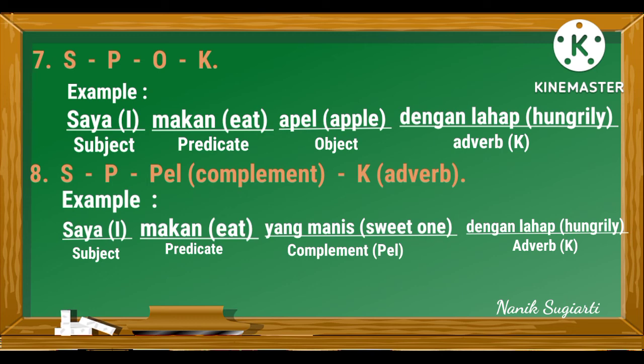7. SPOK. Example: Saya, I, subject, makan, eat, predicate, apel, apple, object, dengan lahap, hungrily, adverb. 8. S, P, Pel, K. Example: Saya, I, subject, makan, eat, predicate, yang manis, sweet one, complement, dengan lahap, hungrily, adverb.